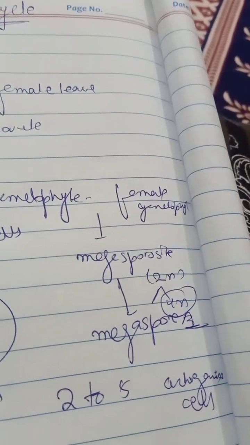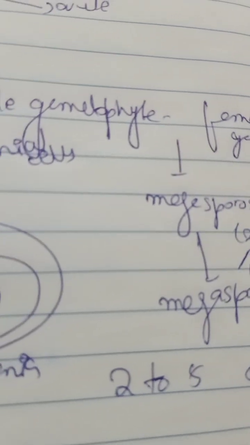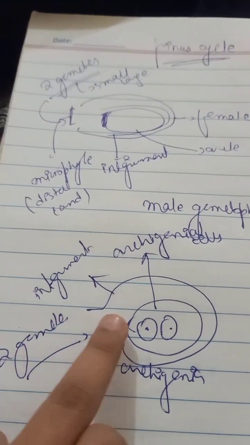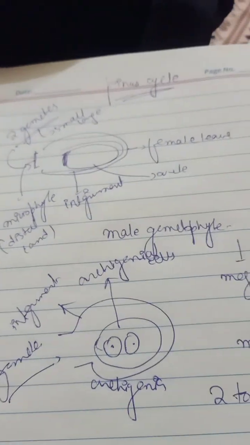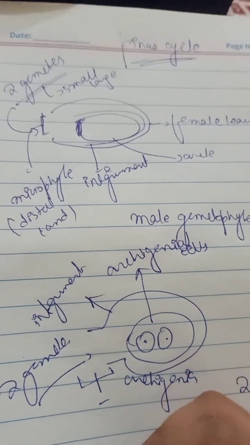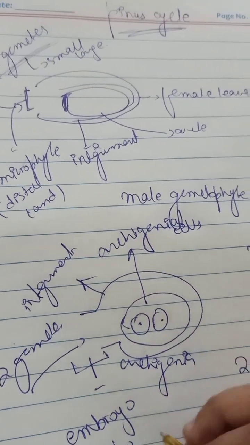After that what will happen? The two male gametes will go and fertilize the archegonial cells in the ovule, and there will be the production of the zygote, and after the zygote there is the production of the embryo.